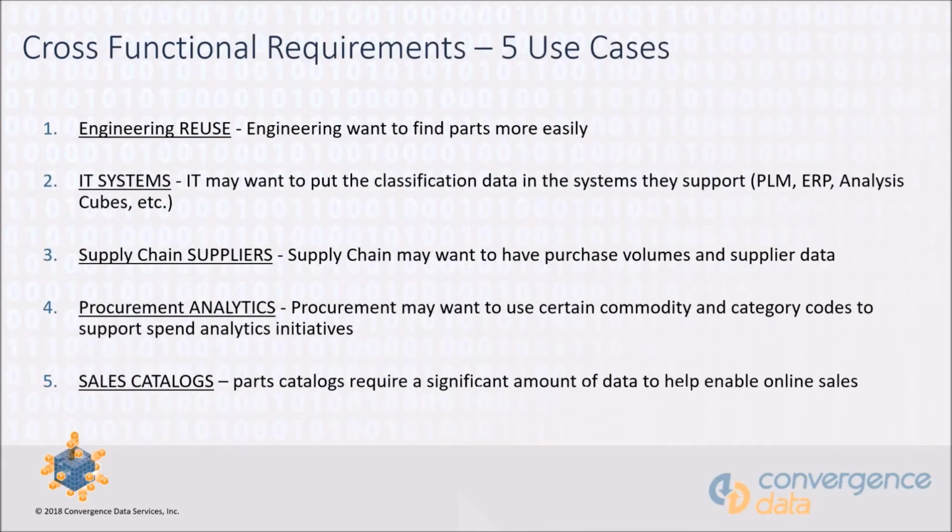So we have 5 use cases here that give everyone a good idea of the types of cross-functional requirements we recommend are collected early on in a classification initiative. The first one, most common, is engineering reuse. And what do we mean by that? It's making it easier for engineers to find parts.